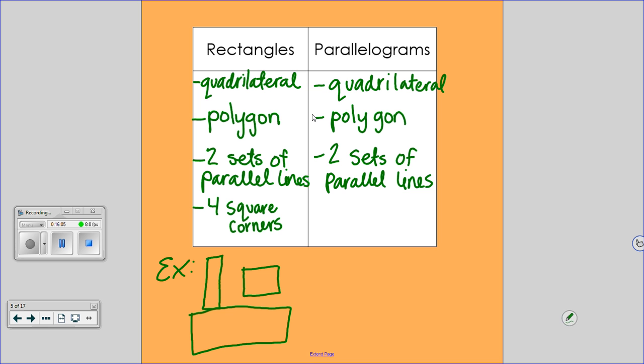Okay. So we have done 3 shapes today. We did a trapezoid, we did a parallelogram, and we have done a rectangle. Once you have these notes down and you have examples drawn, you may put away your math notebook.